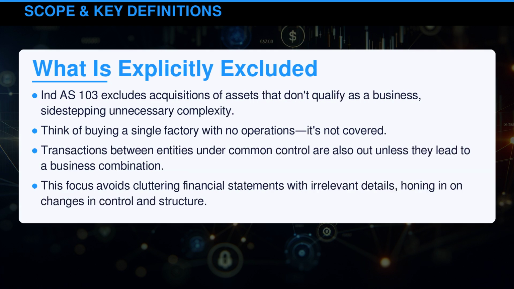Indian Accounting Standard 103 excludes acquisitions of assets that don't qualify as a business, sidestepping unnecessary complexity. Think of buying a single factory with no operations. It's not covered. Transactions between entities under common control are also out, unless they lead to a business combination. This focus avoids cluttering financial statements with irrelevant details, honing in on changes in control and structure.